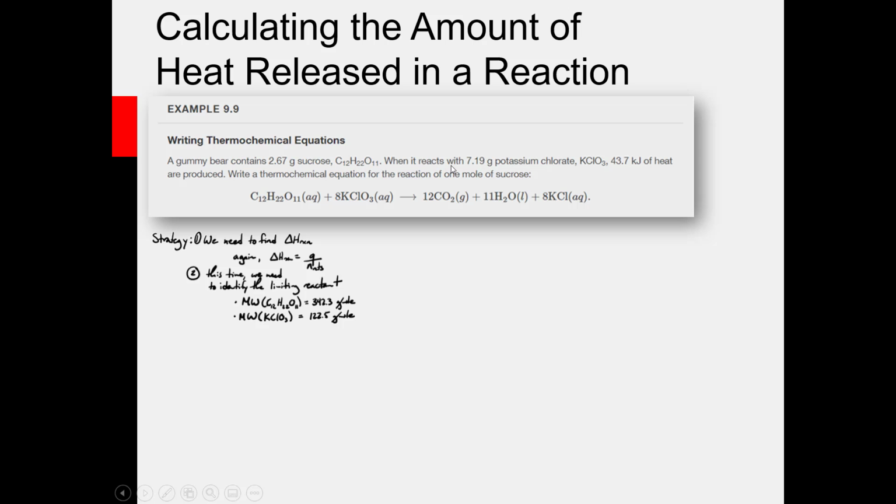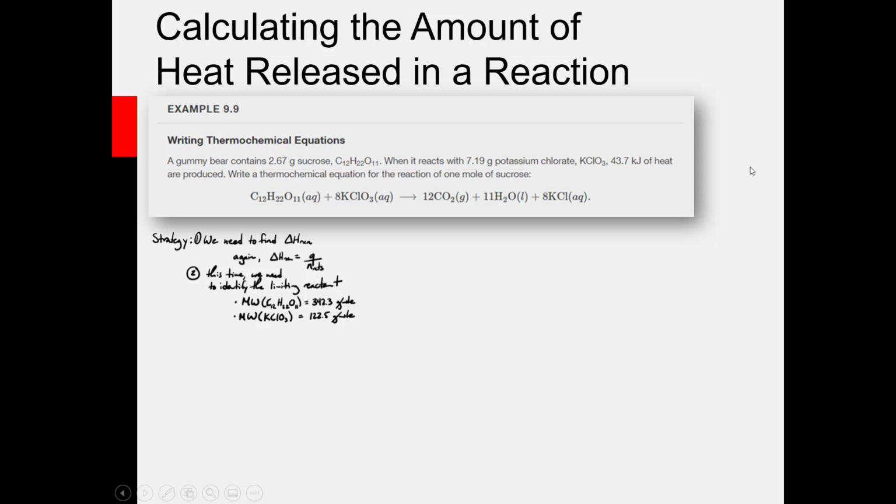Well, unless you're told that your reactants are present in stoichiometric amounts, you have to assume to correctly determine delta H reaction, you have to divide the heat released or absorbed by the moles of the limiting reactant. So unlike our previous example, this time we need to use the amount of each reactant given to identify the limiting reactant.